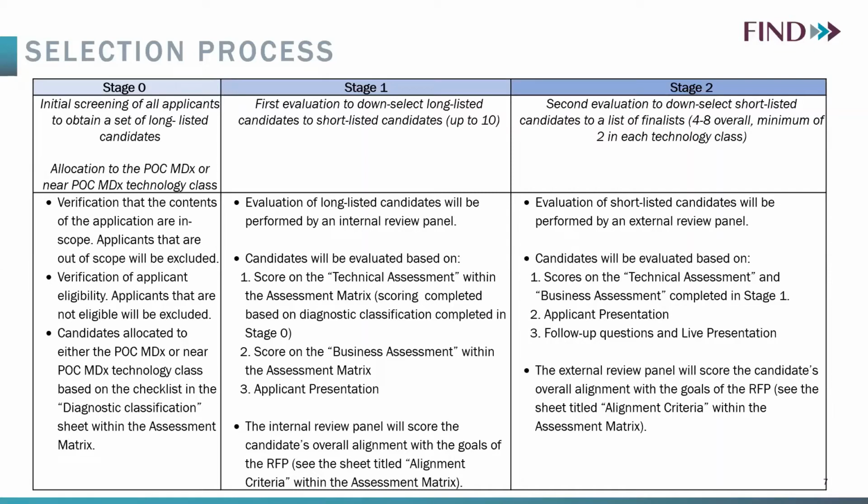At that stage, we will be asking candidates to prepare a live presentation, and we will be providing follow-up questions. And these presentations will be conducted in front of an external review panel. The external review panel will have access to the live presentations, to the submitted applicant presentation, and to the scores on the technical and business assessment completed in stage 1. And using that information, they will then score the candidate's overall alignment with the goals of the RFP.